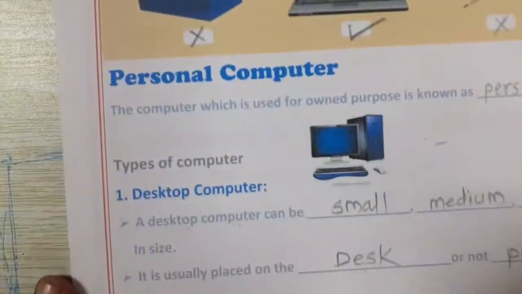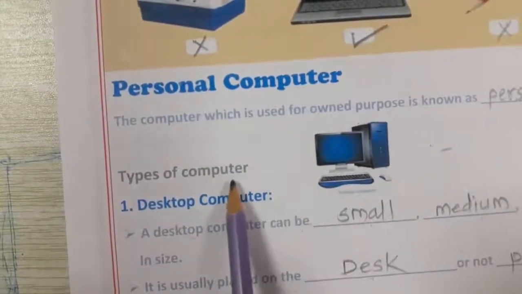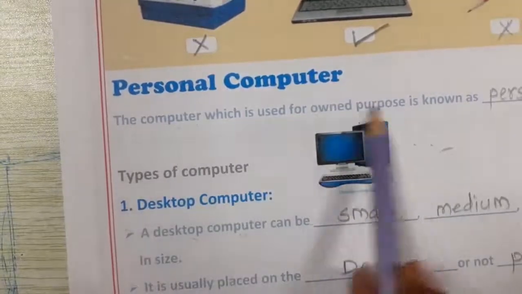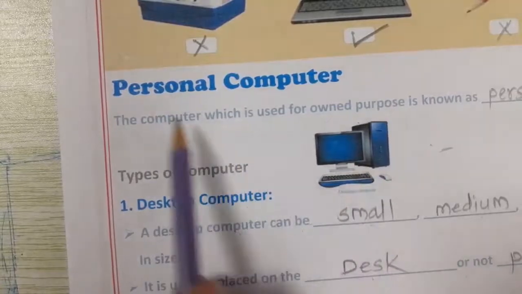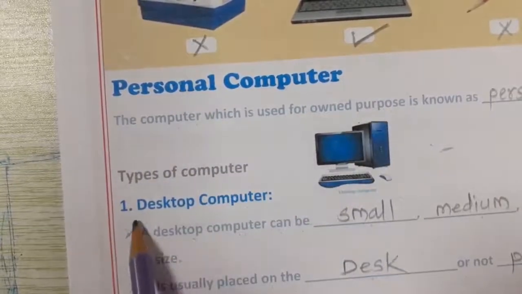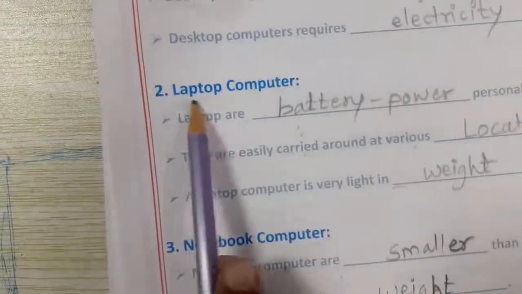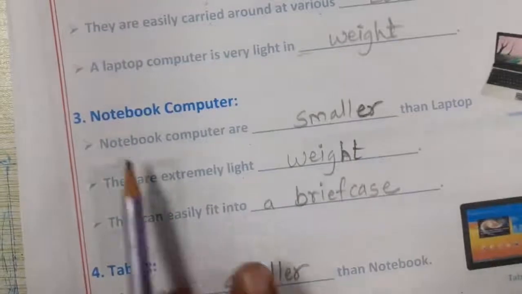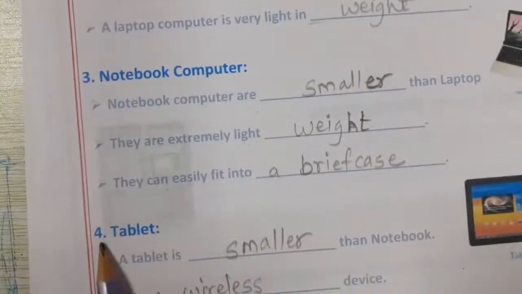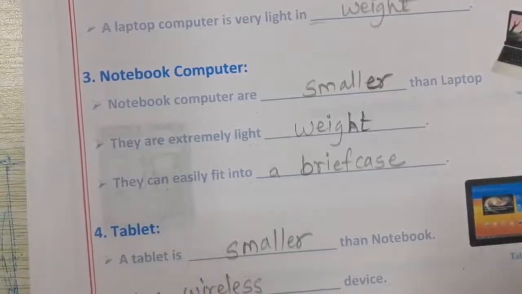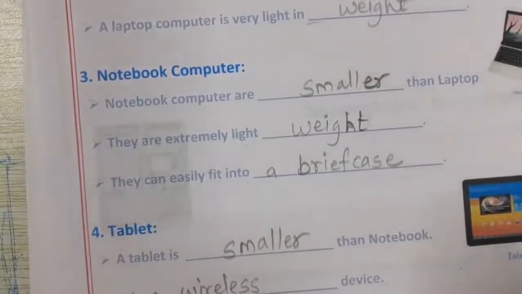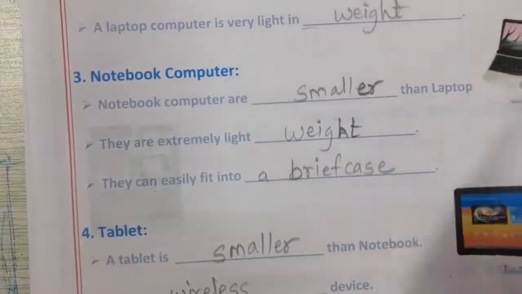This is about the types of personal computer. Which types? Personal computer types. How many types? First, desktop computer. Second, laptop computer. Third, notebook computer. Fourth, tablet computer. So these are the four types of personal computer. Understand? Now turn the page.